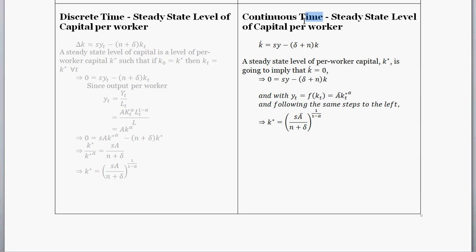I guess in this continuous time stuff, I skipped over those steps. So what we did is we plugged in the per worker output equation right here, A times k raised to the alpha. We plugged that into our capital accumulation equation. And then from here, we have a K star here, and we have a K star here. So the next step is we just solved for K star, which ends up with this equation. So this is our steady state level of per worker capital, and it's a total steady state. It's equal to these things.